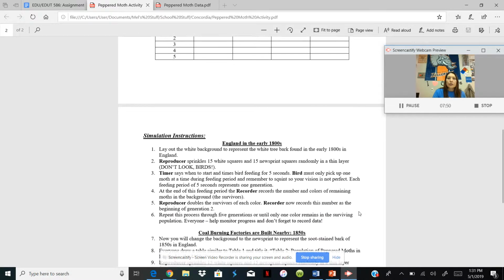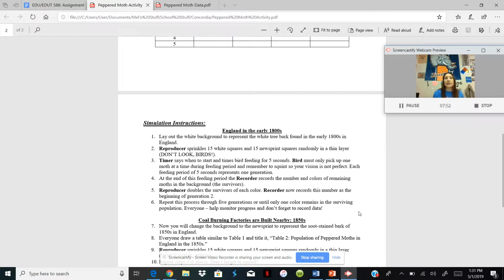So here are the instructions for the pre or early 1800s. You are going to lay out the white background tree for the early 1800s bark, and the reproducer is going to sprinkle 15 of the white moths and 15 of the dark newspaper moths on the white paper. You're going to spread them out, making sure they're not overlapping. The bird can be looking away. Once the reproducer has situated the moths on the paper, the bird can come, the timer will be ready, and you can squint your eyes, using the beak, and start feeding on the moths.